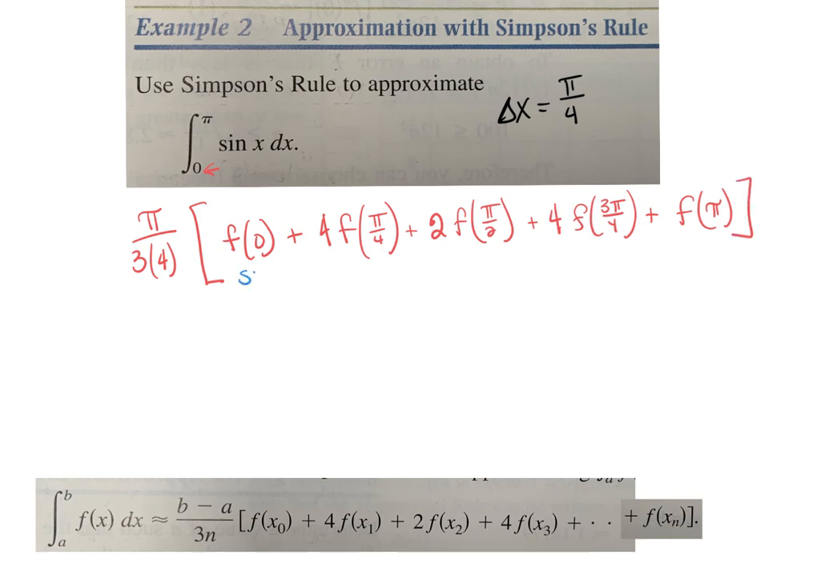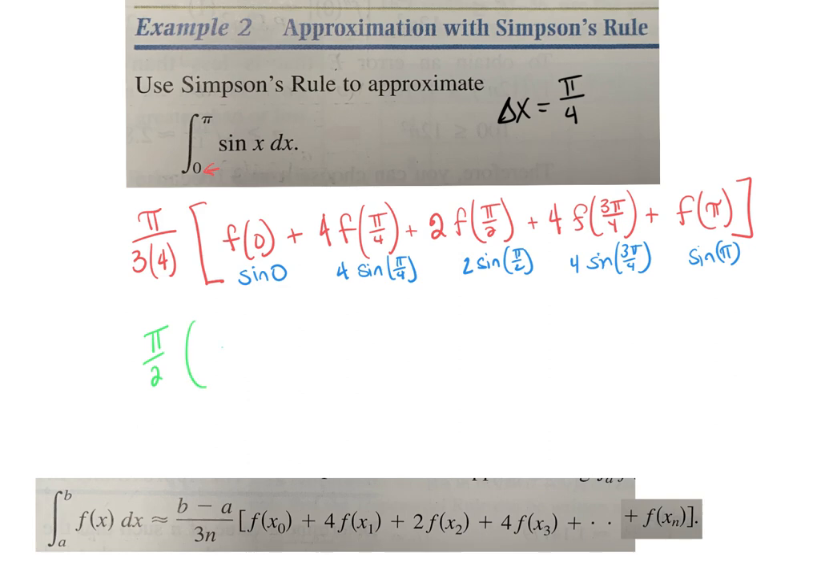So this is the sine of 0. This is 4 times the sine of pi over 4. This is 2 times the sine of pi over 2. 4 times the sine of 3 pi over 4. And the sine of pi. That's what those represent. All right, so I simplify this, it's pi over 12.